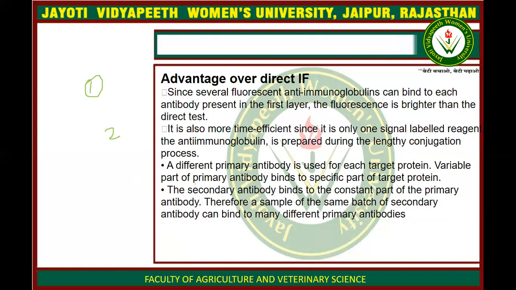A different primary antibody is used for each target protein. The variable part of the primary antibody binds to a specific part of the target protein. So what is the next advantage? A particular kind of antibody will bind to a particular kind of protein, that is the specificity, which increases the specificity. The secondary antibody will bind to the constant part of the primary antibody, and therefore a sample of the same batch of the secondary antibody can bind to many different primary antibodies.